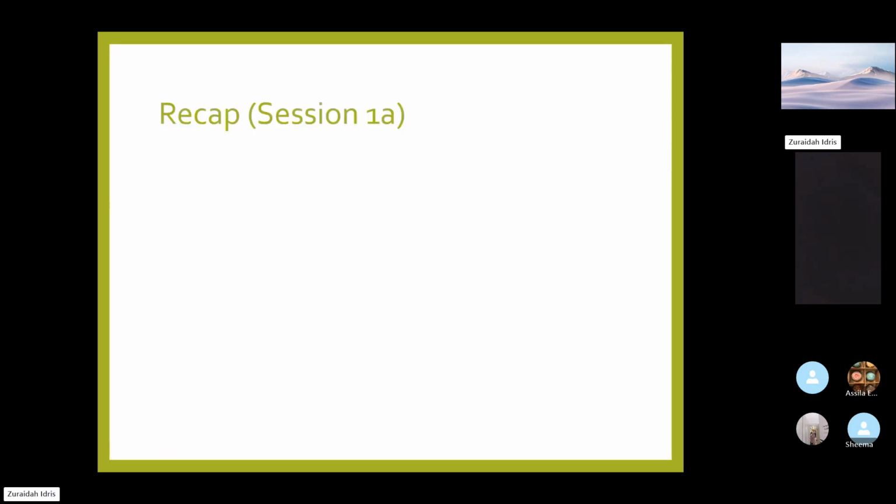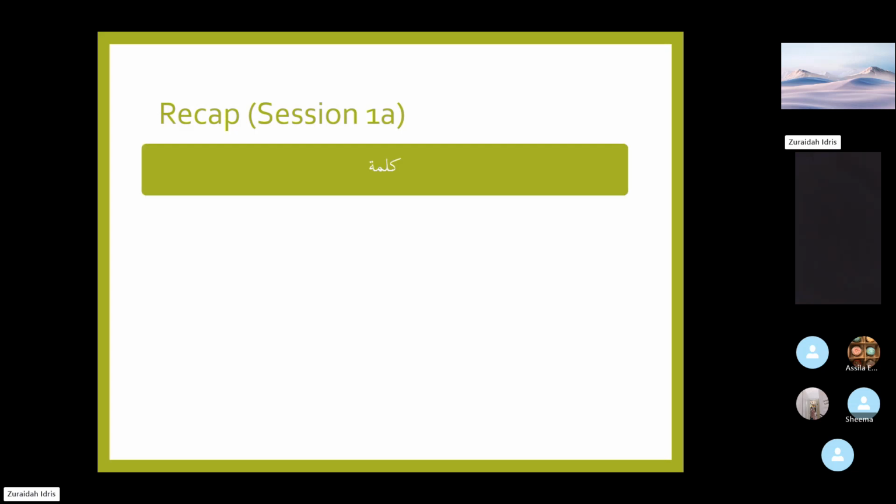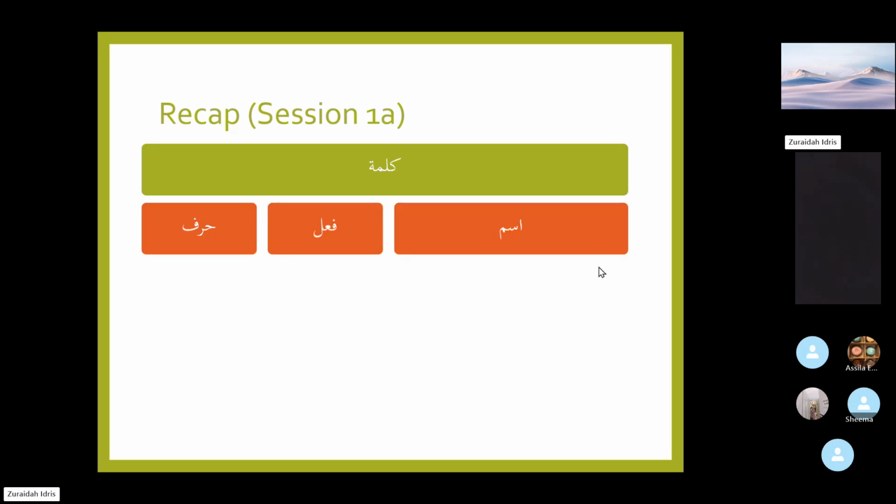So when we did words, what happened was we said kalima, the Arabic word for word is kalima. We said that in Arabic we would have three types: isim, fi'il, and harf. And then we went on to say that the isim has certain characteristics that make it recognizable as an isim. We know that it is an isim because of certain features. Can someone tell me what are the features? Can anyone remember?